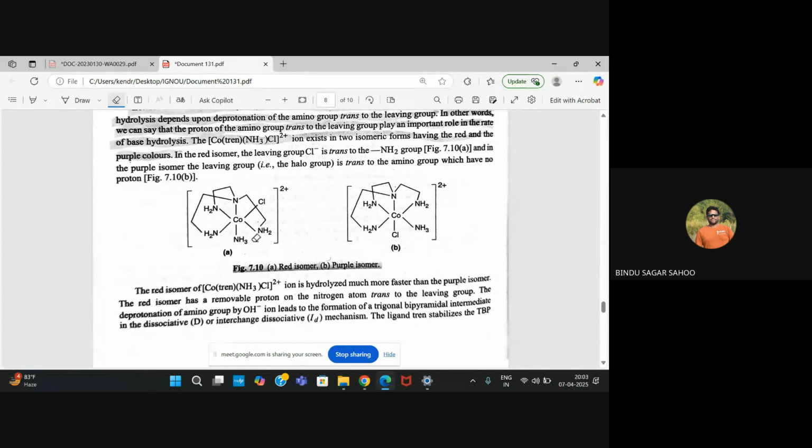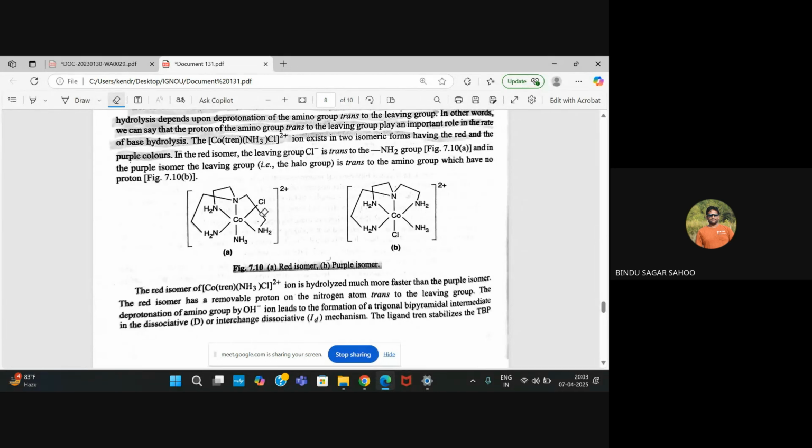Trien complex means it's a tetradentate ligand: NH2, CH2, CH2, and CH2, CH2, NH2. Trien means three ethylene groups are present, CH2, CH2 groups. Here also CH2, CH2 groups. That's a trien ligand, a tetradentate ligand. Along with this tetradentate ligand, there will be two monodentate ligands, NH3 and Cl.